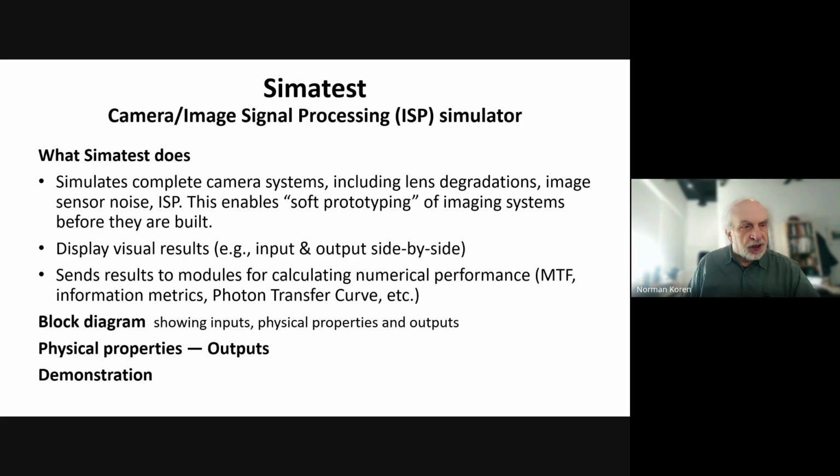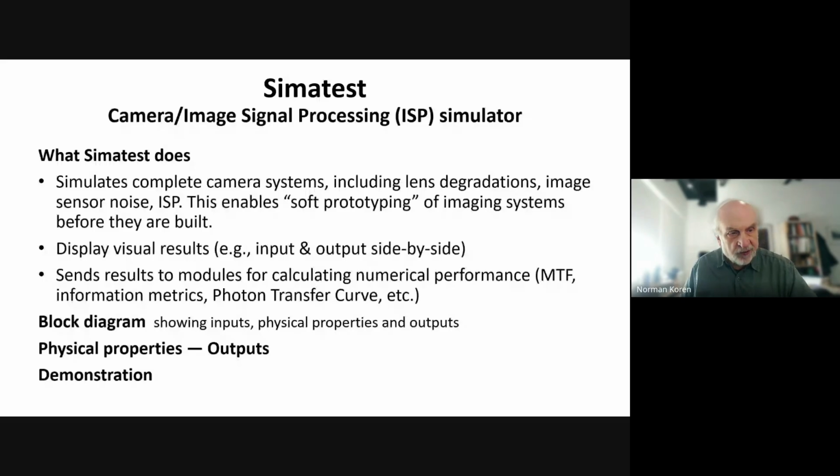Simatest simulates complete camera systems, including lens degradation, image sensor noise, and image signal processing, which we'll call ISP for this presentation. This enables soft prototyping of imaging systems before they're built, and it allows rather thorough exploration of the effects of image signal processing blocks and operations.